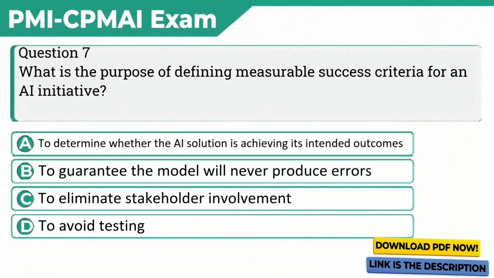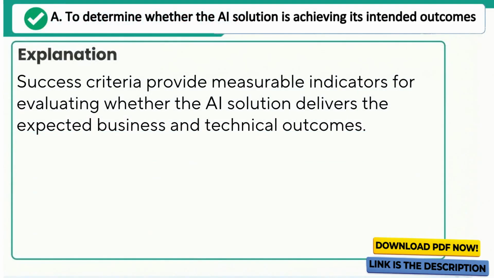Question 7. What is the purpose of defining measurable success criteria for an AI initiative? A. To determine whether the AI solution is achieving its intended outcomes. B. To guarantee the model will never produce errors. C. To eliminate stakeholder involvement. D. To avoid testing.